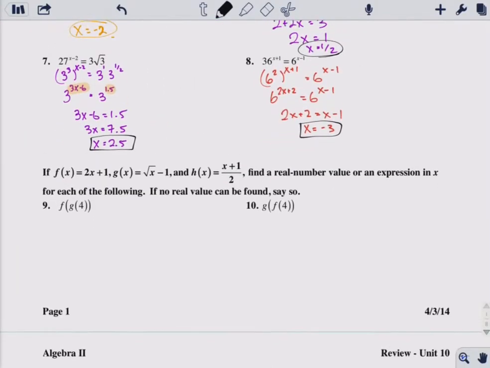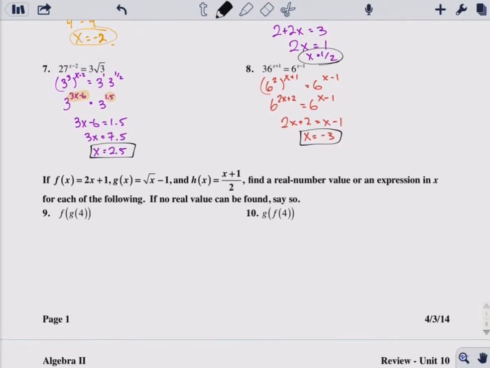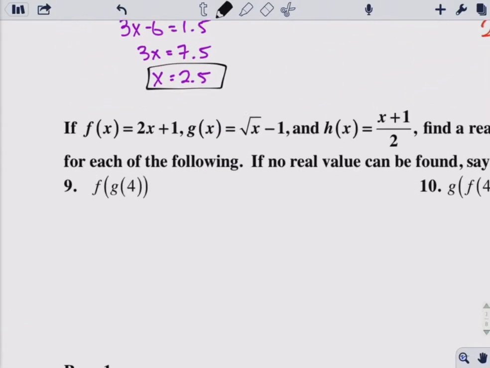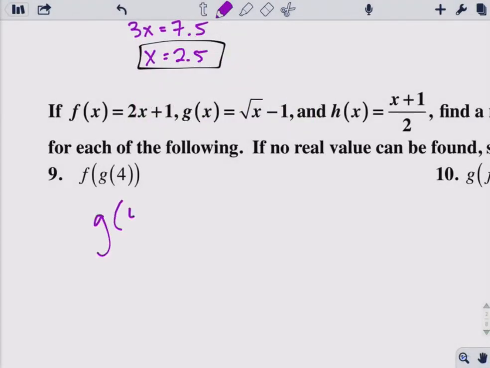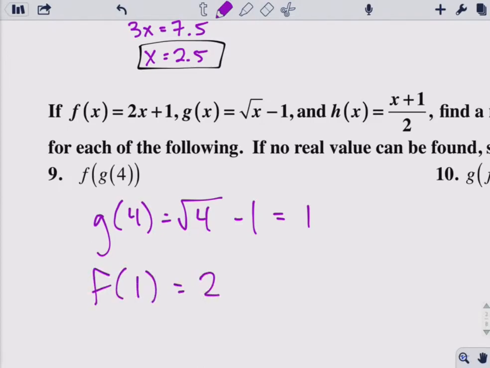Okay, now it's giving me f and g and h. We want to figure out the real value or an expression in x for each of the following. If no real value can be found, say so. F of g of 4. So we want to start with g of 4. G of 4 is the square root of 4 minus 1, which is 2 minus 1, which is 1. And then I do f of 1. That's 2 times 1 plus 1, or 3.